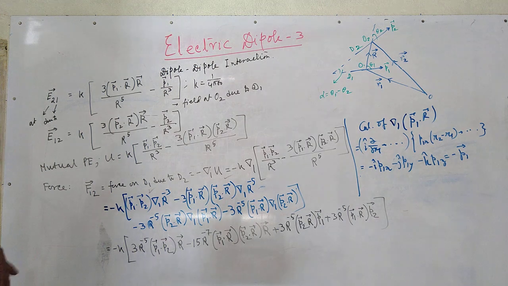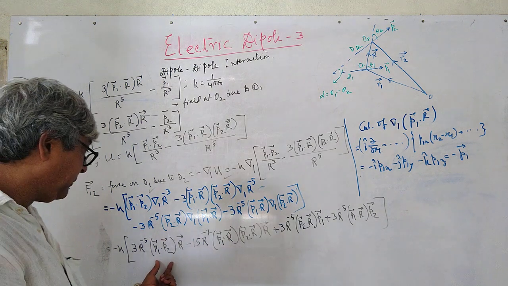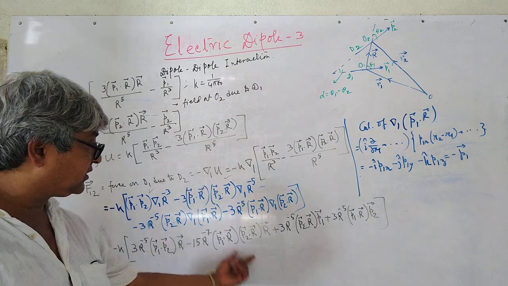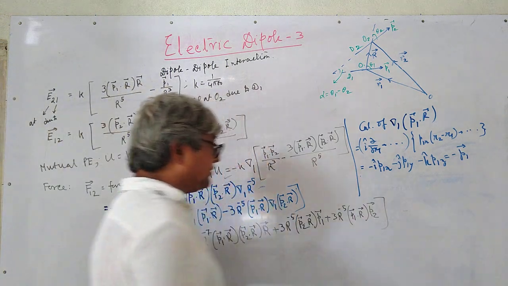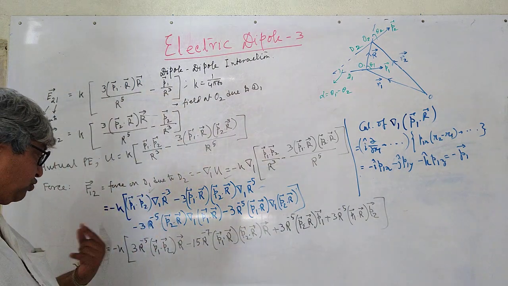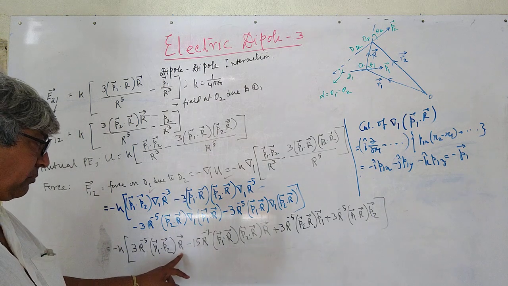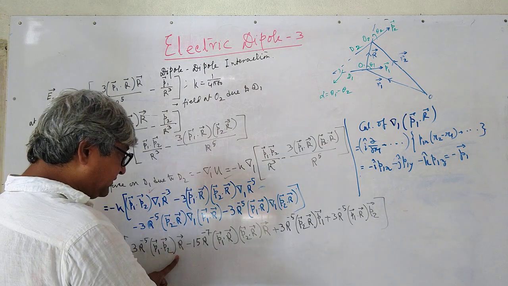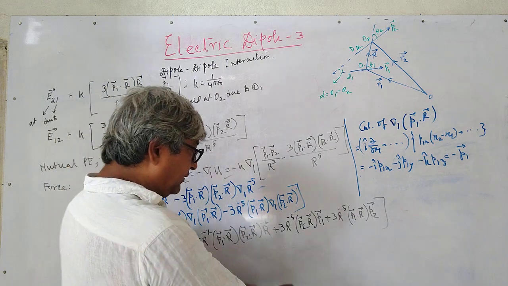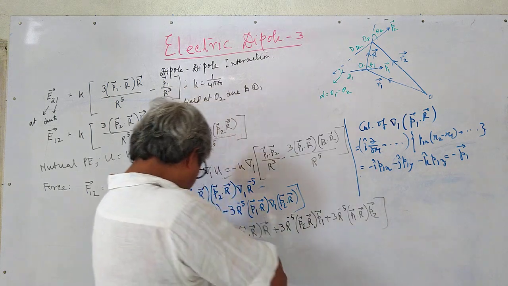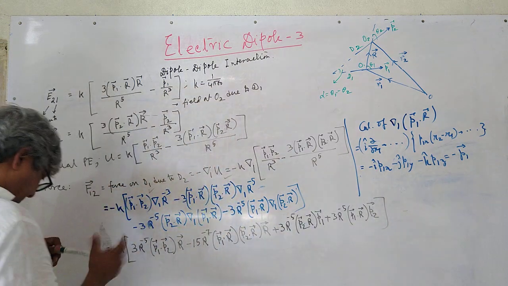If you now want to find out what is the force that acts on the dipole 2 due to 1, you need to interchange P1, P2. Only interchanging P1, P2, nothing changes here, nothing changes here, and just these two terms get interchanged. One thing more to do, that is to replace vector r by minus vector r. By changing r by minus r, this term becomes negative, this term becomes positive, and this term becomes negative, this term becomes negative.